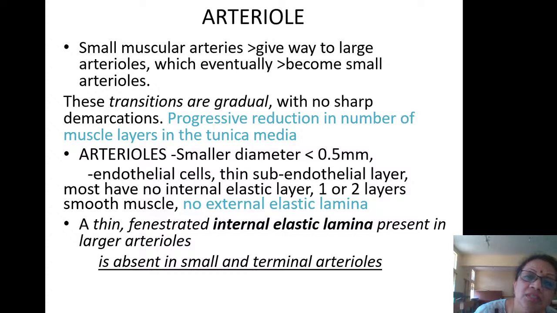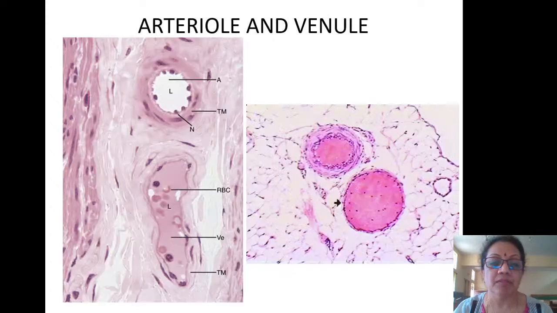An arteriole is a branch of an artery, and the small muscular arteries give branches called arterioles. The transition is gradual, but the reduction in number of muscle layers is the main point, and arterioles are defined as all arterial vessels which are less than 0.5 mm diameter, and they will not have an external elastic lamina. Okay, there will be an internal elastic lamina, but it will be thin and fenestrated. In the most terminal arterioles, even that one will be absent.